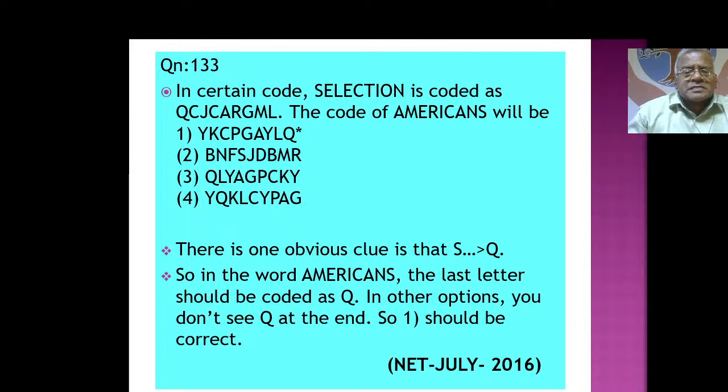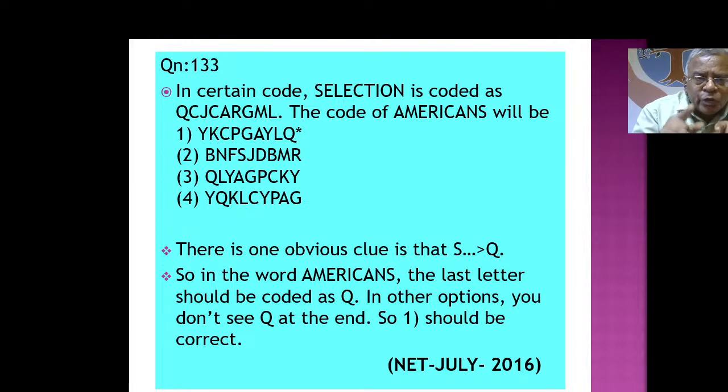There is no clue except one: in SELECTION, the first letter S is coded as Q. That is all we know. So if there is an S, the code will be Q. In the word AMERICANS, the S, which is the last letter, should have the code Q at the end. That is possible only in the first option, YKCPGAYLQ. In the other options, you don't see Q at the end.